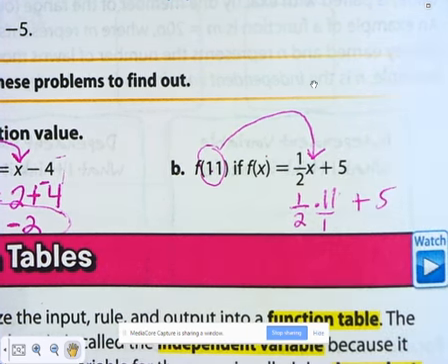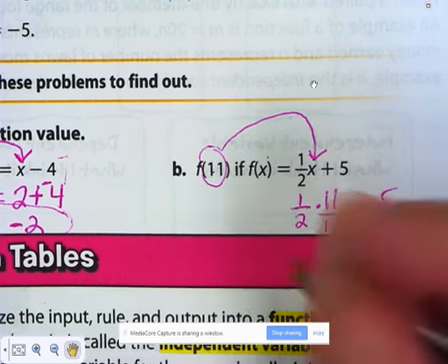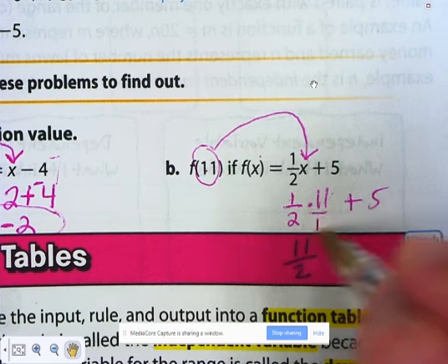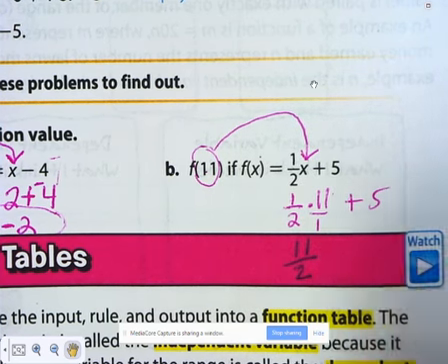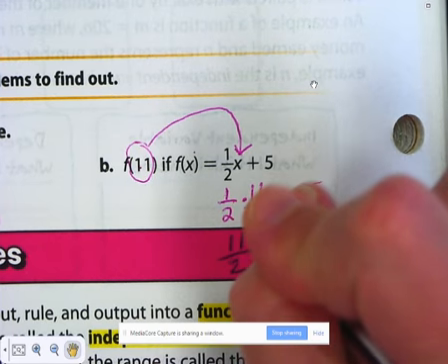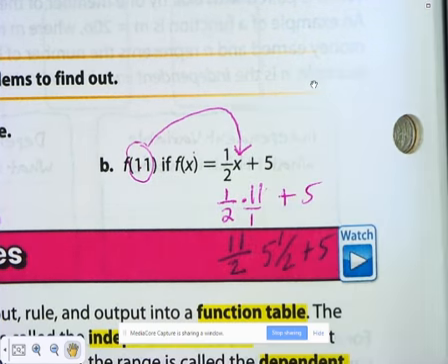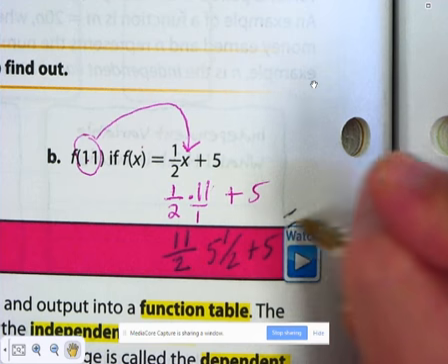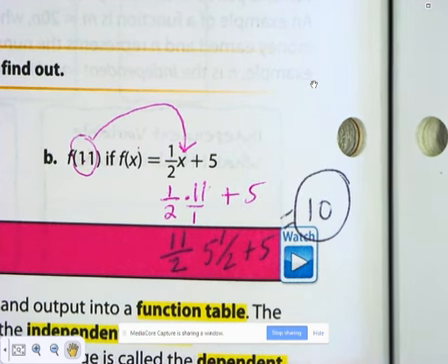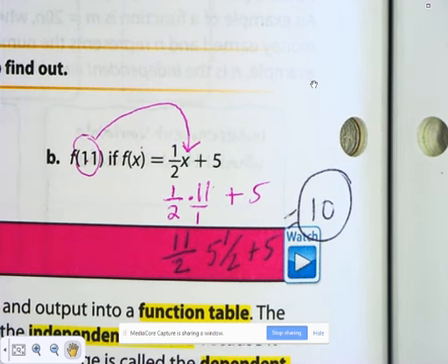If you multiply straight across and then reduce, you have 11 halves, which is the same as 5.5. So we have 5.5 plus 5, basically. 5.5 plus 5 is 10. So our output is 10. All right, now let's take a look at these function tables down here.